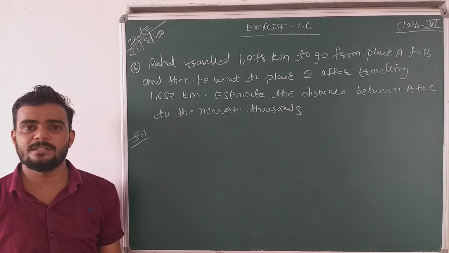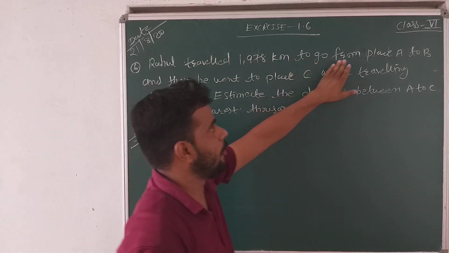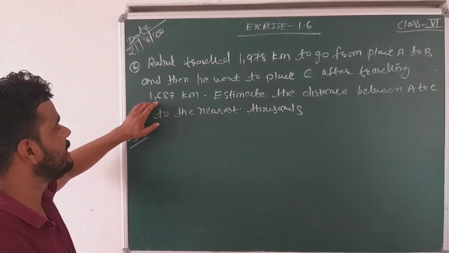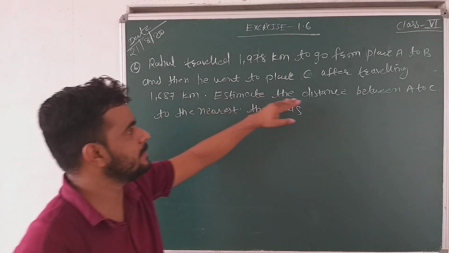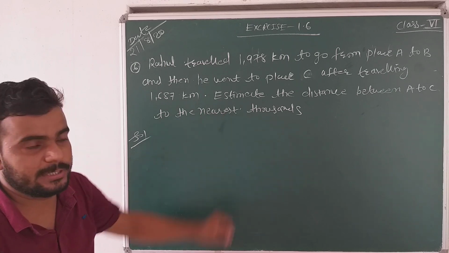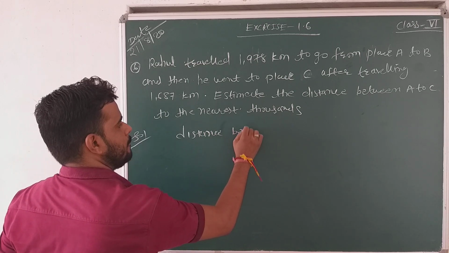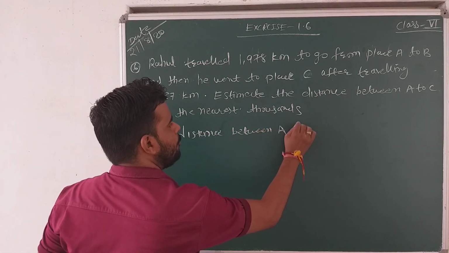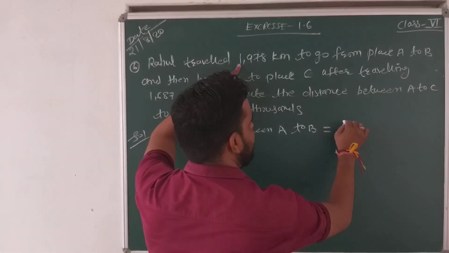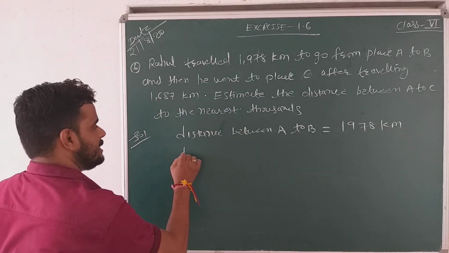Okay, so the last question, the sixth one. Rahul traveled 1978 km to go from place A to B, and then he went to place C after traveling 1687 km. Estimate the distance from A to C to the nearest 1,000. So what is the distance between A to B? Yes, Siddhi, 1978 km.